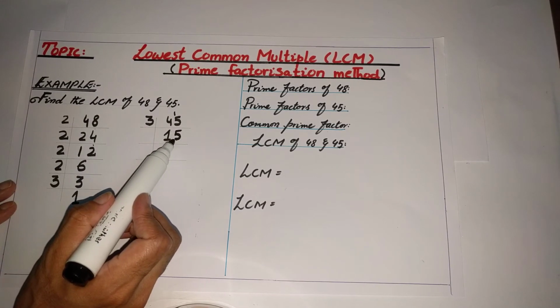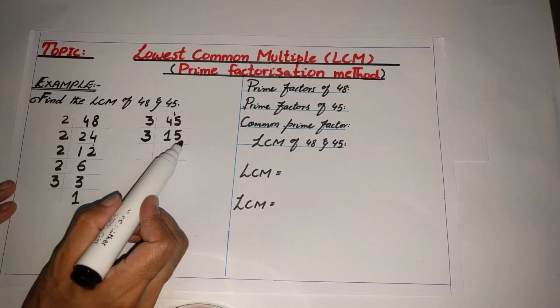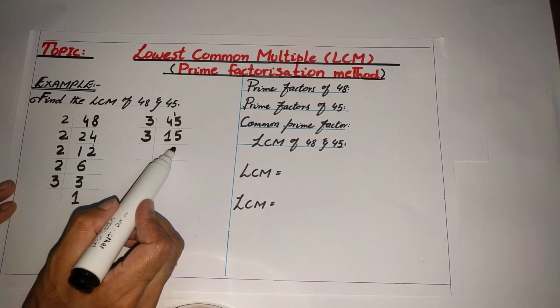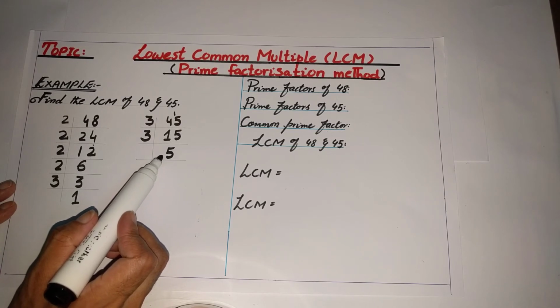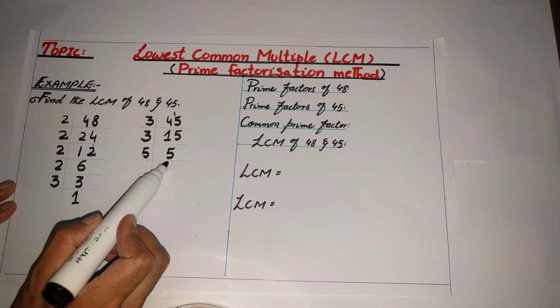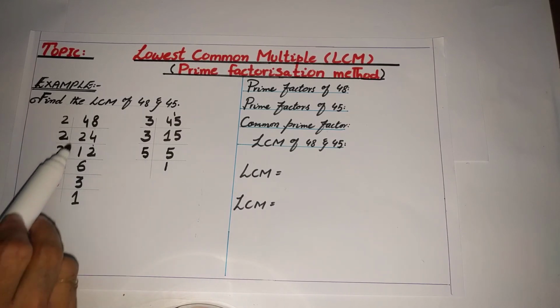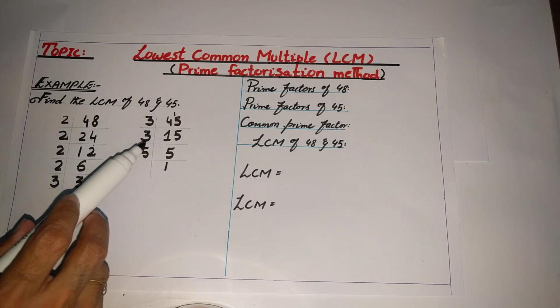Now 15 is divisible by 3. 15 is not divisible by 2. 5 plus 1 is 6, which is divisible by 3. It means 15 is divisible by 5, or you can directly check 3 fives are 15. Now 5 is not divisible by 2. 5 is not divisible by 3. 5 is divisible by itself. 5 ones are 5. Now these all are the prime factors of 48 and these all are the prime factors of 45.